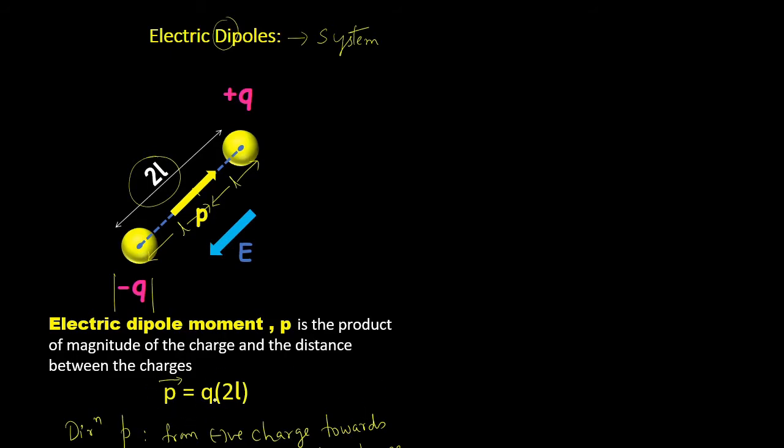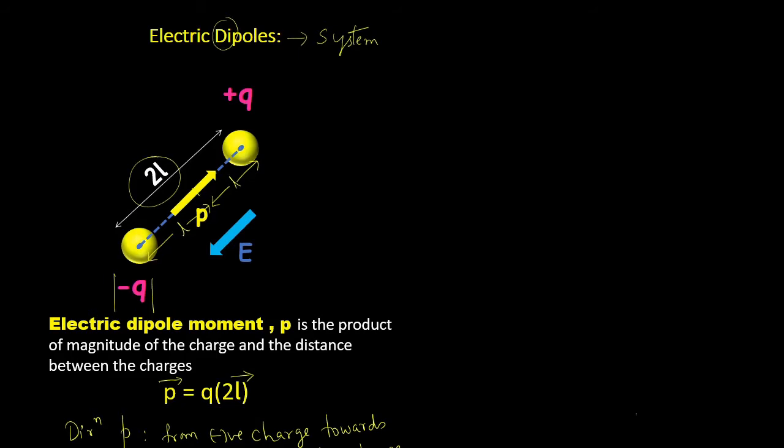In this case, charge is a scalar quantity, but here I can take l, the distance, as a vector quantity because I can take it as a displacement. So it will be written as q into 2l. Okay.